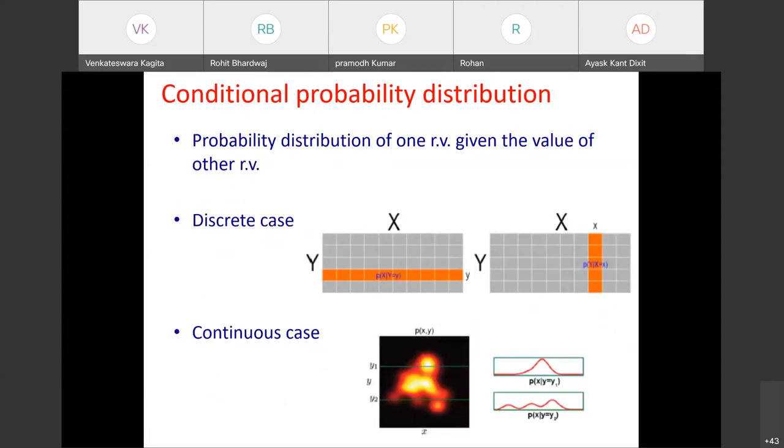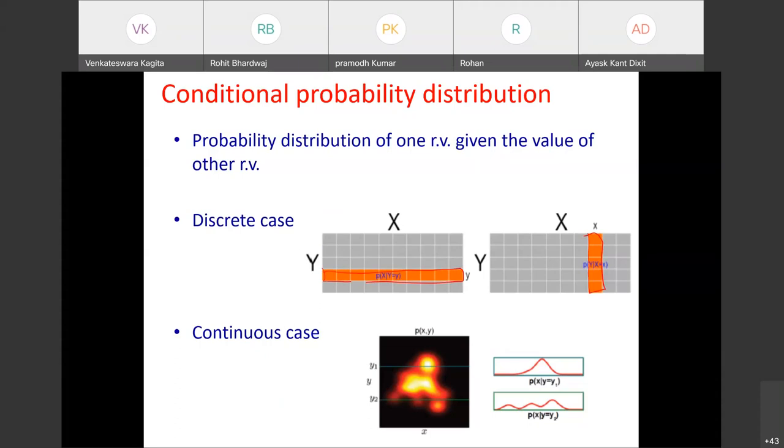All right. So the conditional probability distribution is the probability distribution of one random variable given the value of the other random variable. If you visualize it in a discrete case, if you say the probability of X given Y equals y, it means you're fixing the value of Y. It means that you're just looking at this row, not looking at the whole data. Similarly, what is the probability of Y given X equals x? You're looking at the distribution of this column, not the overall data, right? So that is the conditional probability distribution in the discrete case.